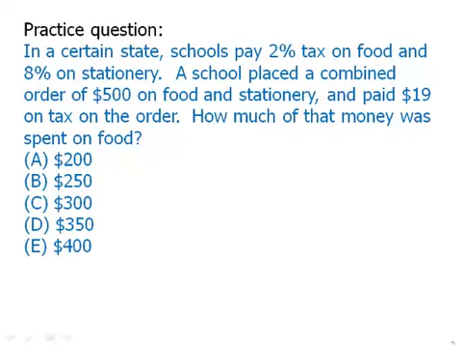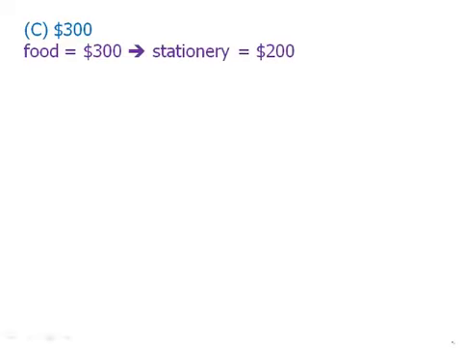So we could solve this. We could set up algebra and solve this. Instead of doing that, we're going to explore a back-solving approach. So we're just going to pick C. We're just going to say, pretend 300 is the answer. That means they spent 300 on food, so they must have spent 200 on stationery.